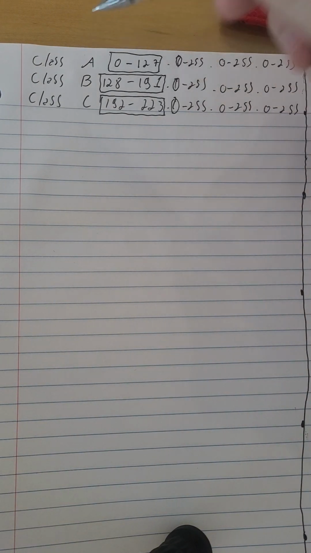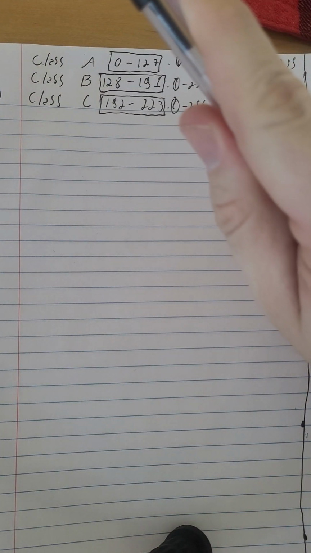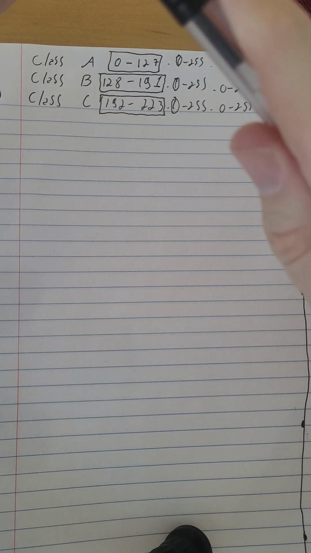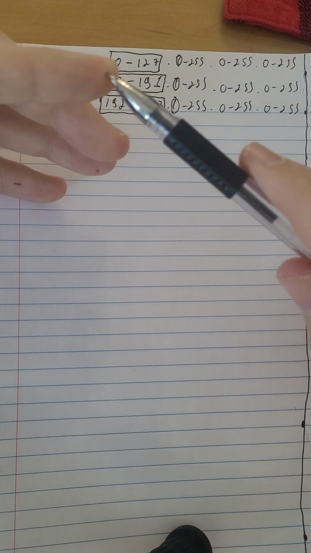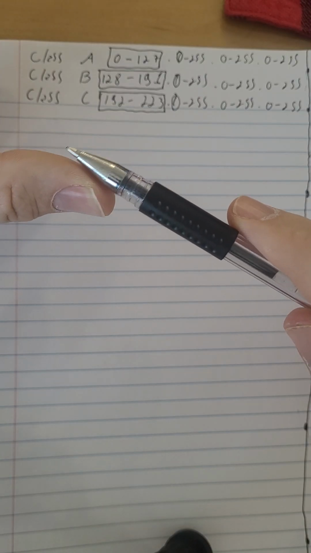Okay, guys, so I will try to explain how to calculate the default subnet mask, custom subnet mask, total number of subnets, total number of host addresses, number of usable addresses, and number of bits borrowed.